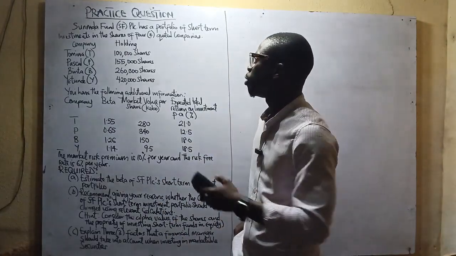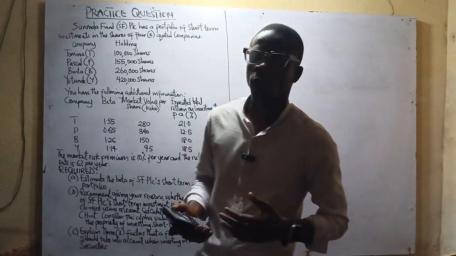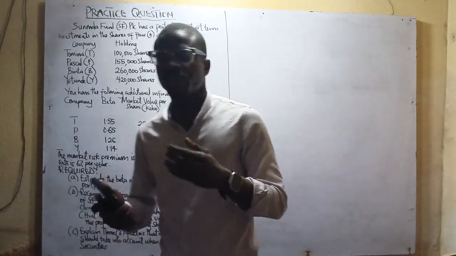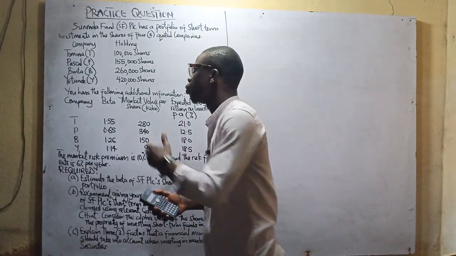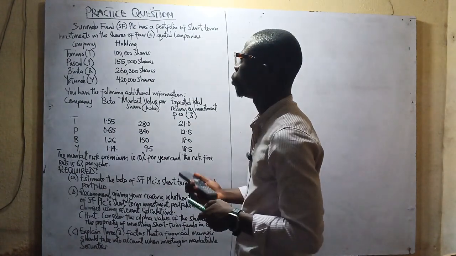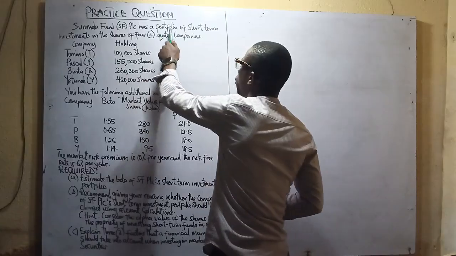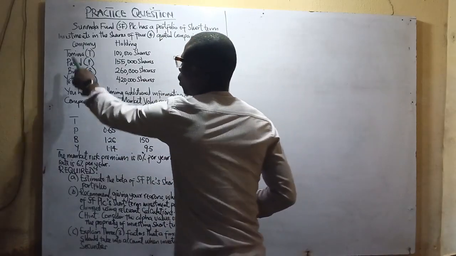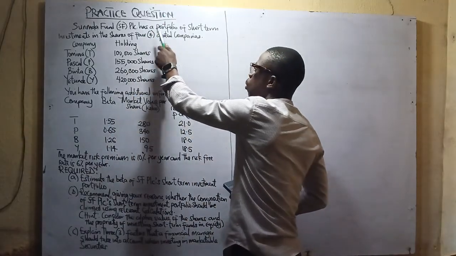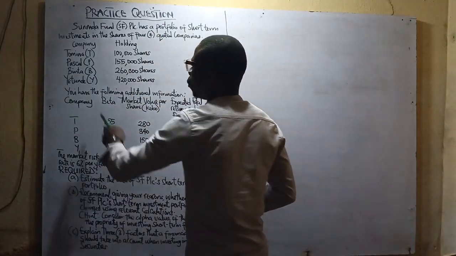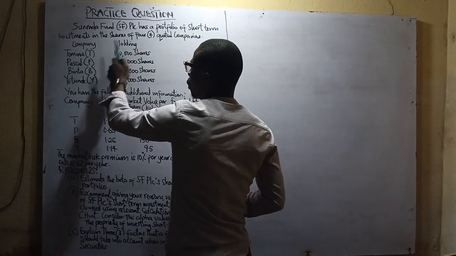So today we'll be looking at the practice questions, and these practice questions are on the capital asset pricing model and portfolio theory. So let's read the question. Sumola's Funds PSC has a portfolio of short-term investments in the shares of 4 quoted companies. So these are the companies we have holding.